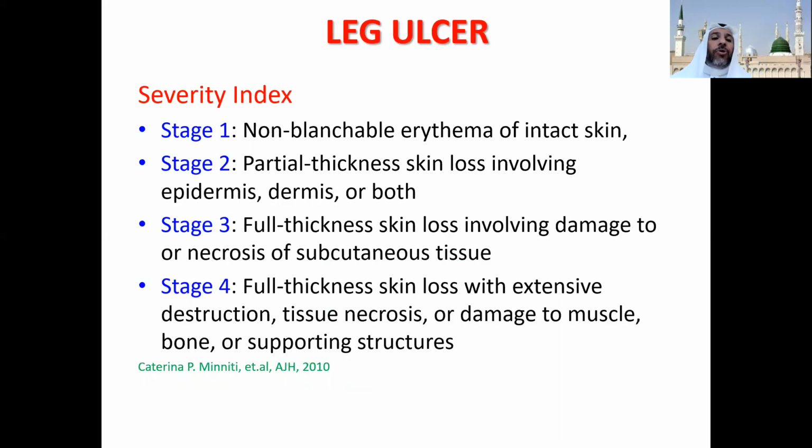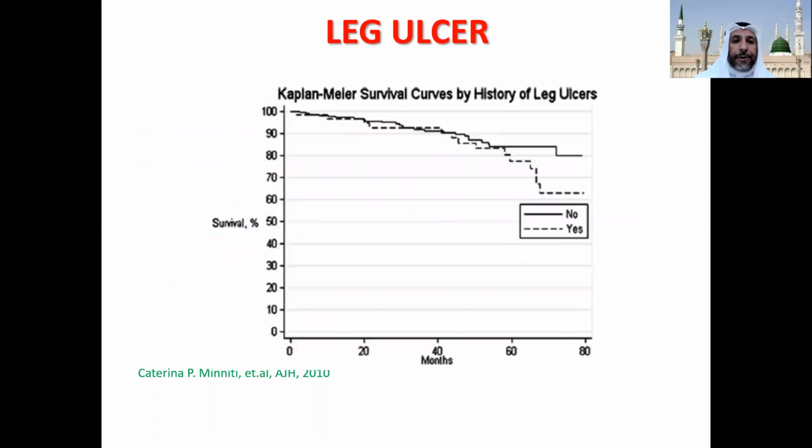And we divide it into 4 stages. It is like the Berne stages, where stage 1 is only erythema with intact skin, while in stage 4 the full thickness of the skin has been lost with extensive destruction, and it may go deep to the bone.